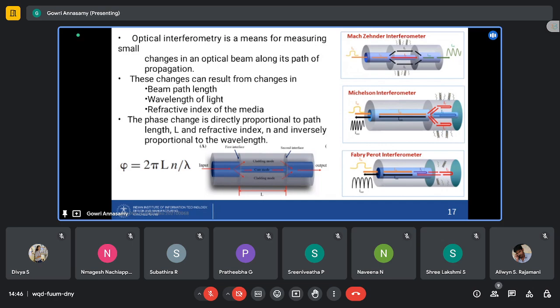And in case of Mach-Zehnder interferometer, you could see here I in is the input light, and I out is the output light.